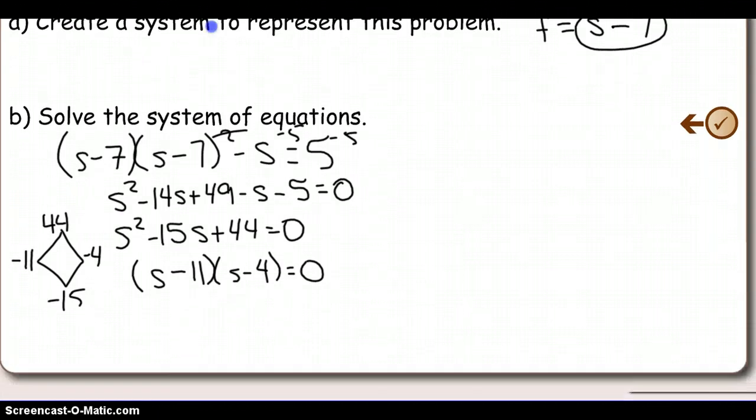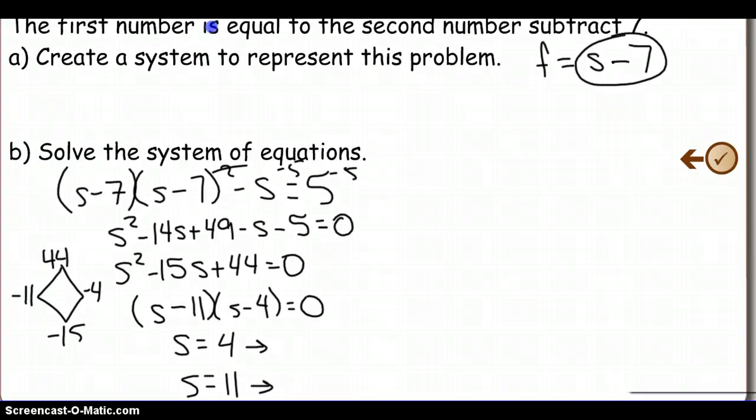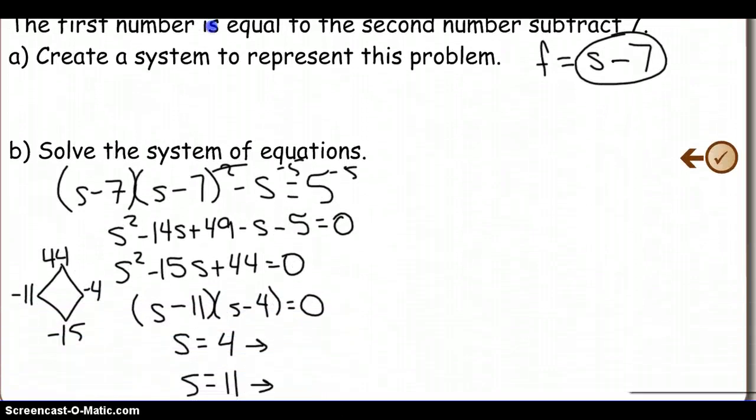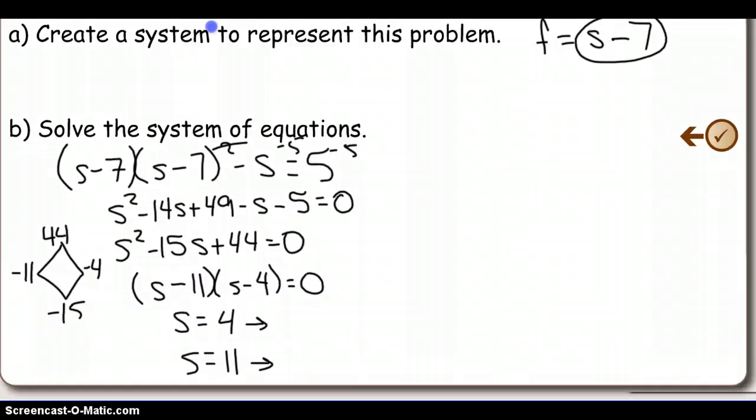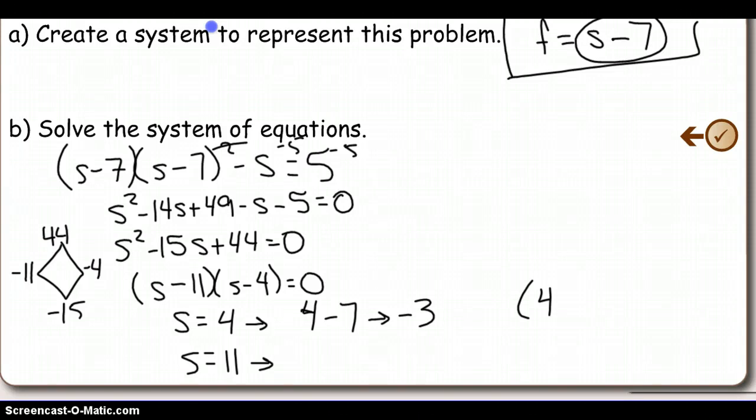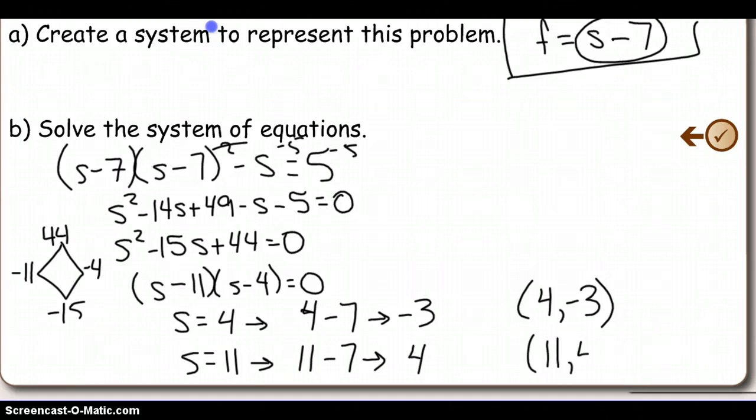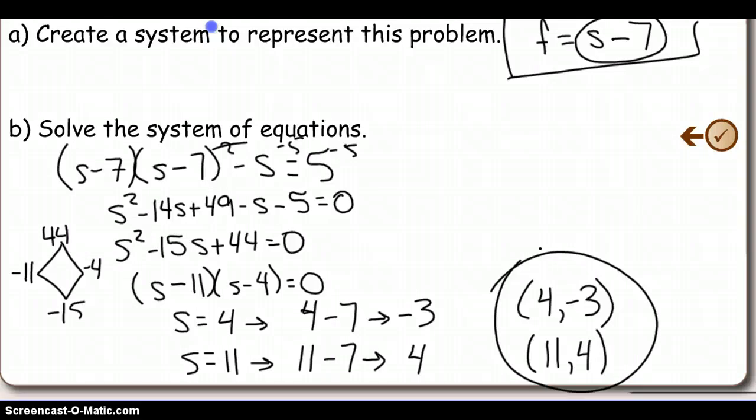So I have two possibilities for my smaller number, either 4 or 11. Now I can plug those into one of my original equations, and if I use f is equal to s minus 7, that doesn't look so bad. So I'm going to have 4 subtract 7 equals negative 3. So I have one possible solution at 4 and negative 3. The other one is going to be 11 subtract 7, which is 4. So I have another solution at 11 and 4. Okay, so those are the two possible sets of numbers that I could use in this one.